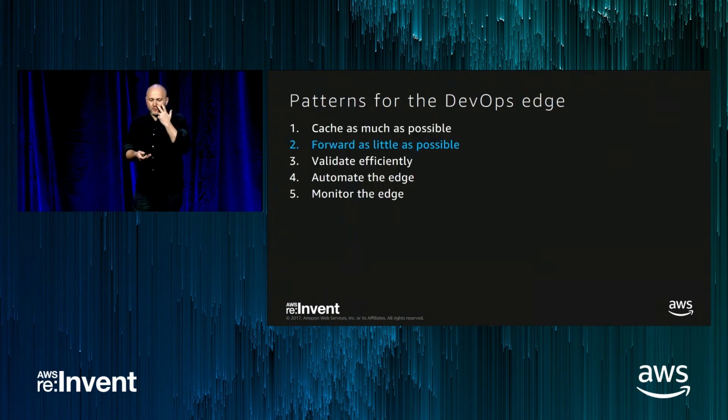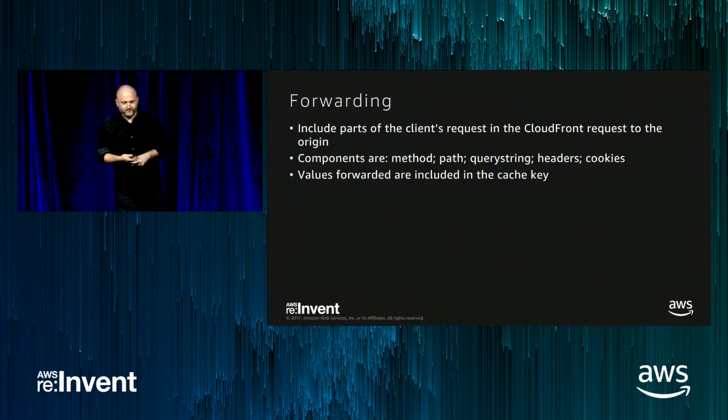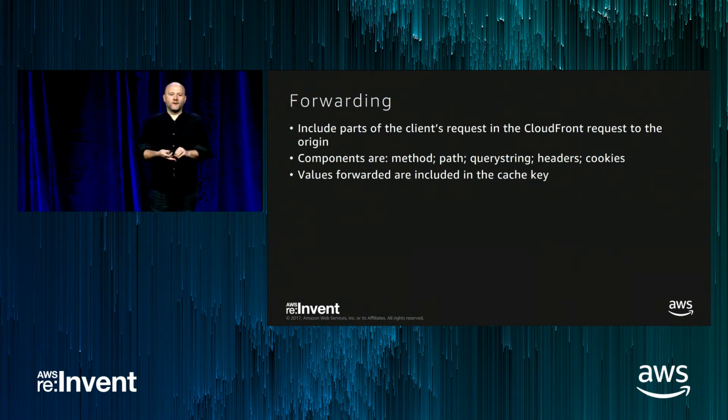So moving on to the next one, we've got forward as little as possible. So what do I mean by forwarding? This is when CloudFront receives a request for a piece of content, and it's not in the cache, it's going to forward that request to the origin. Now, it doesn't forward the whole of the request. It will forward certain components, certain parts of that request to the origin, for the origin to return a response. So these components are things such as the HTTP method, the path, query string, headers, cookies.